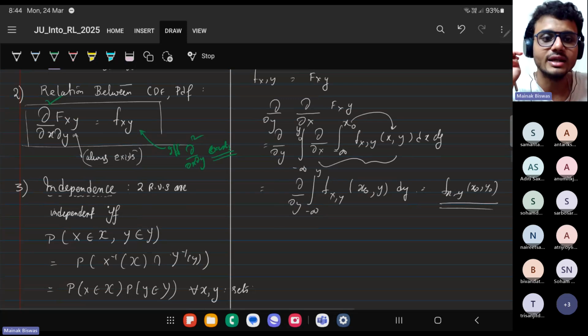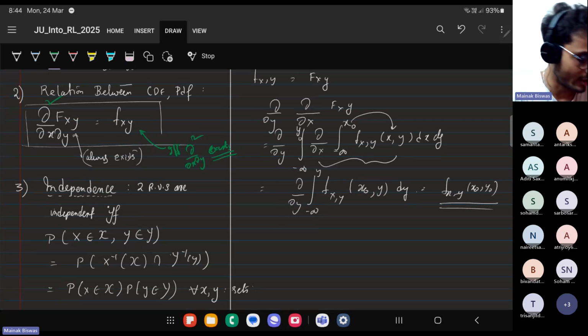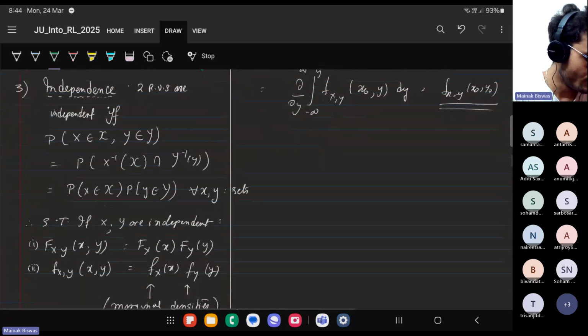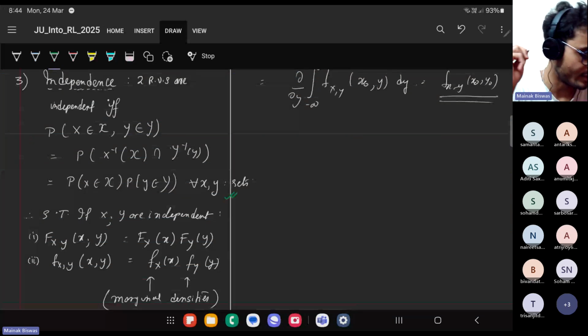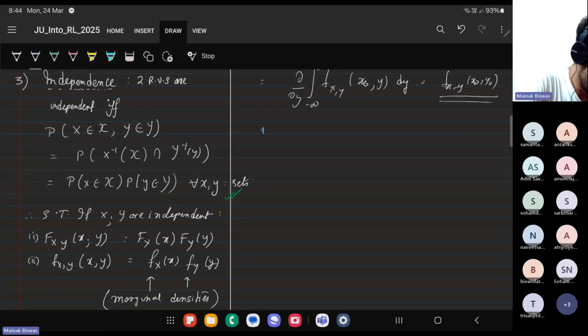Now, what does independence again mean? We have already seen this before, in terms of sets and everything. Let us now try to take it in terms of what independence would mean for CDFs and PDFs. We have seen it for PMFs, right? So we saw P of X equal to x, comma Y equal to y, was equal to P of X equal to x times P of Y equal to y. This was for PMFs, for independent PMFs.